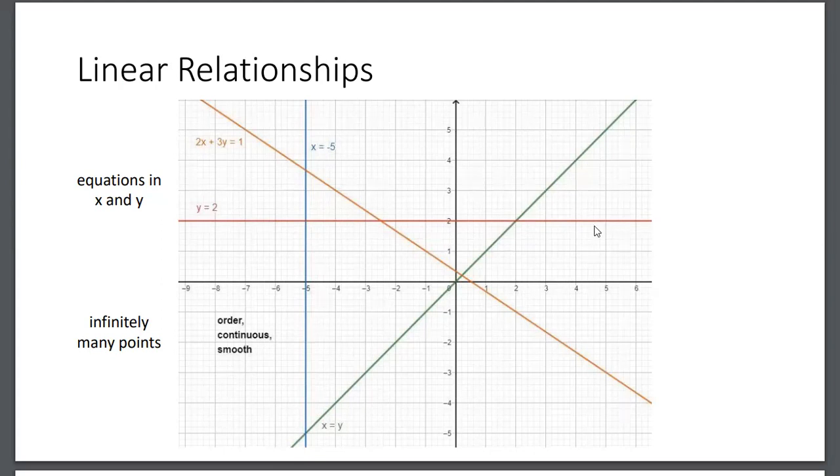y = 2. Every point on this horizontal line right here has a y coordinate of 2. It doesn't matter what the x is. y = 2 defines that line. A vertical line, x = -5. Doesn't matter what y is. y can vary. x is -5, and all those points line up on that line. Linear relationships introduced by linear equations.